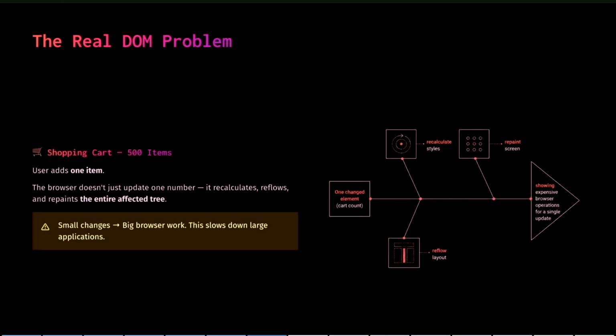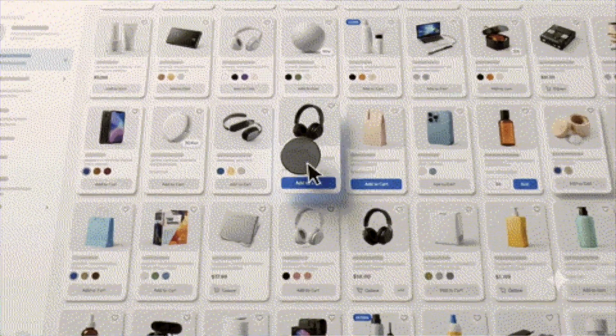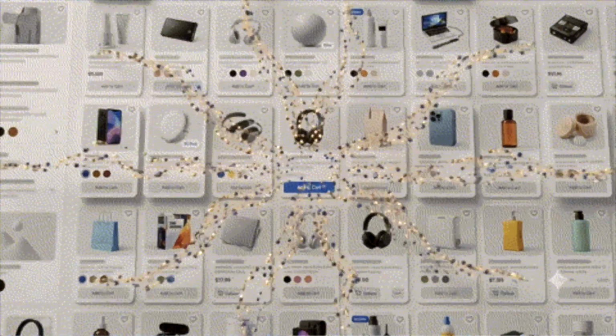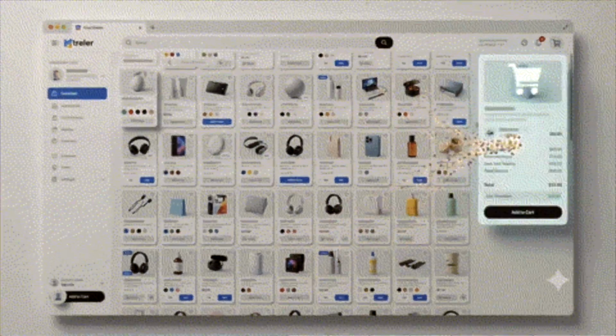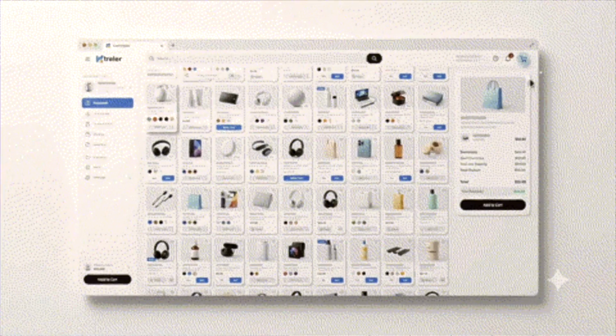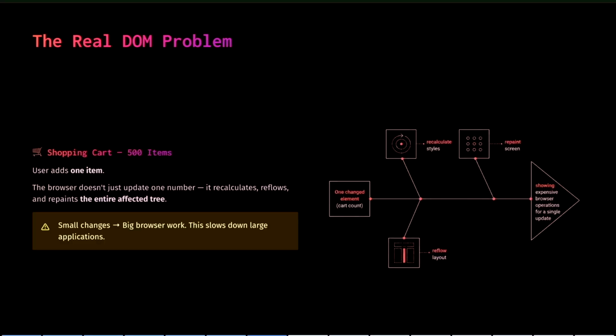For example, if you have a shopping cart and in the shopping cart there are 500 items, you have added just one more item. Now what will happen? It will recalculate everything. It will recalculate the price of all the items. It will check each and everything just to add one more item in your cart.